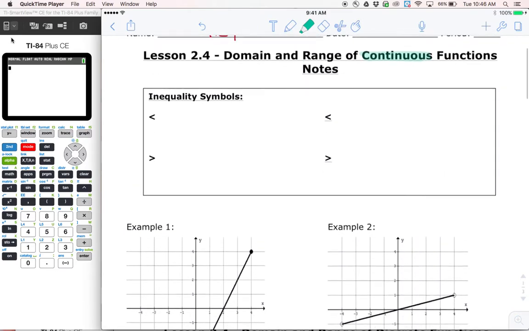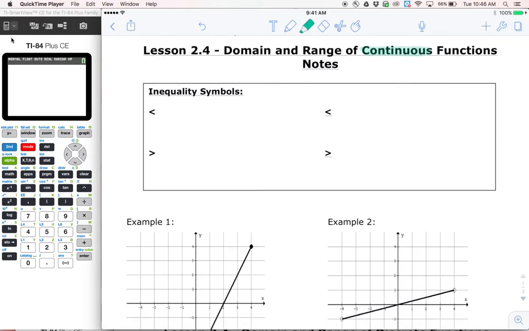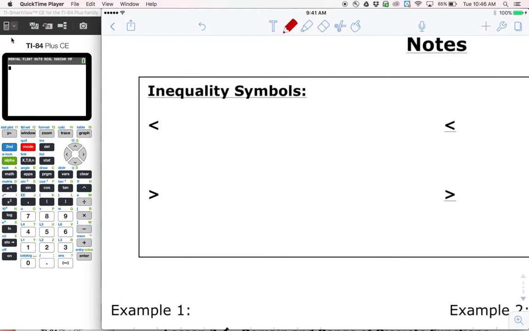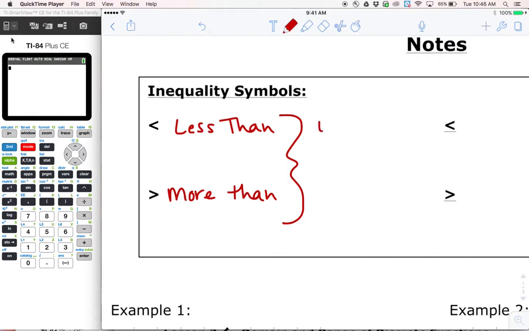When we have continuous functions, we have to use inequalities to express our domain and our range. You probably already know these, but let's run through them very quickly. When we have this sign here on the left, this is called a less than sign. And when it's pointing the other direction, we say this is a more than sign. These two, we use open circles. You're going to understand that more in a second. So we use open circles.